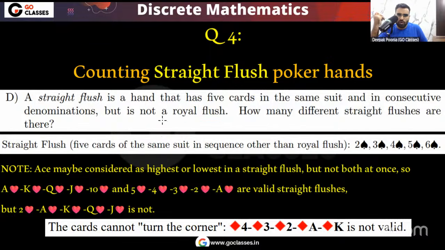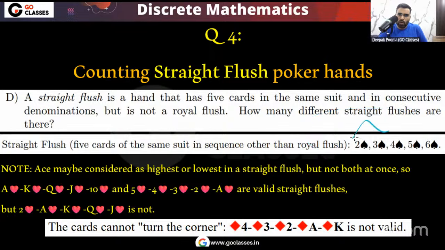You can check it out. The number of royal flushes we have already counted in this session. Now you can see what a straight flush is. This is a 5 card hand, all 5 cards in the same suit, consecutive denomination, but it should not be a royal flush. Then how many different straight flushes are there? You can see one example of a straight flush here.